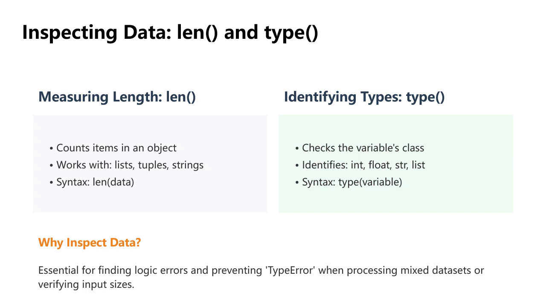This function checks the variable's class. It helps us confirm if we are dealing with an integer, a float, a string, or a list, which is crucial since Python handles each of these differently. So why do we bother inspecting data so frequently as shown here? It is essential for finding logic errors and preventing bugs.